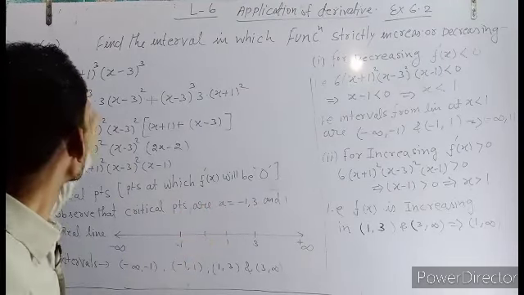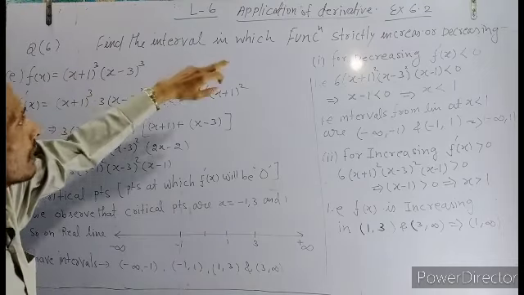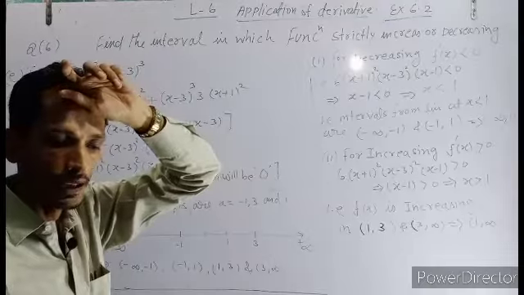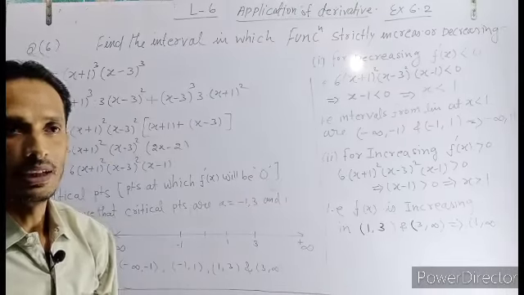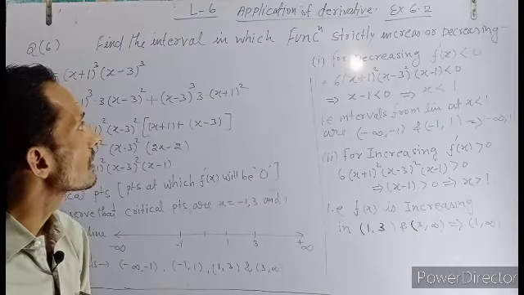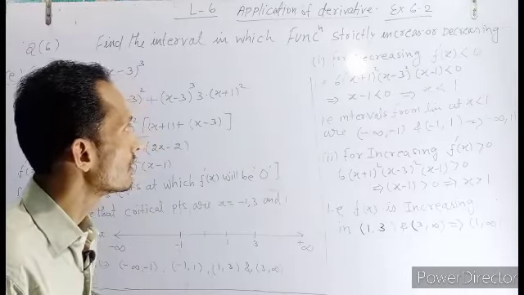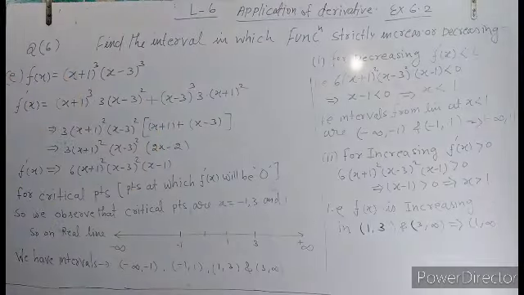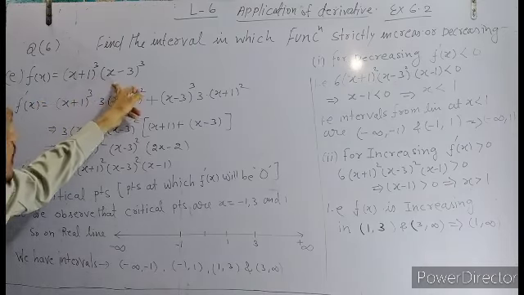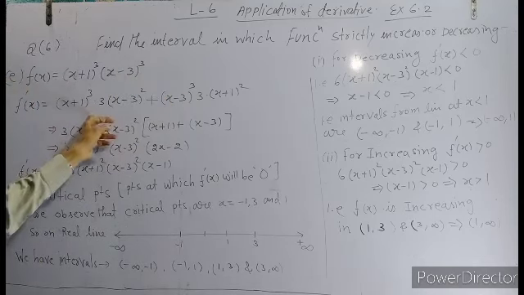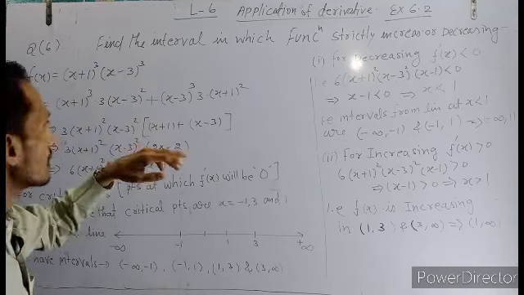Now, find the intervals in which the function is strictly increasing or strictly decreasing. It means you have to find the intervals at which the function is increasing, and at which it is strictly decreasing. We will decide one by one. The function is given: f(x) equals (x plus 1) whole cube into (x minus 3) whole cube. You have to find the derivative using the product rule.